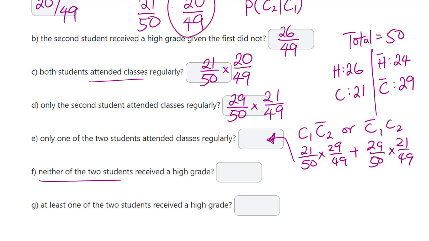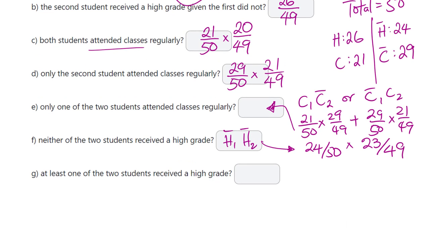Now, neither of the two students received a high grade. So the first one did not receive a high grade and the second one did not receive a high grade. In that case, we will have first one did not, that will be 24 over 50. Second one also did not times, so we'll have 23 left over 49.